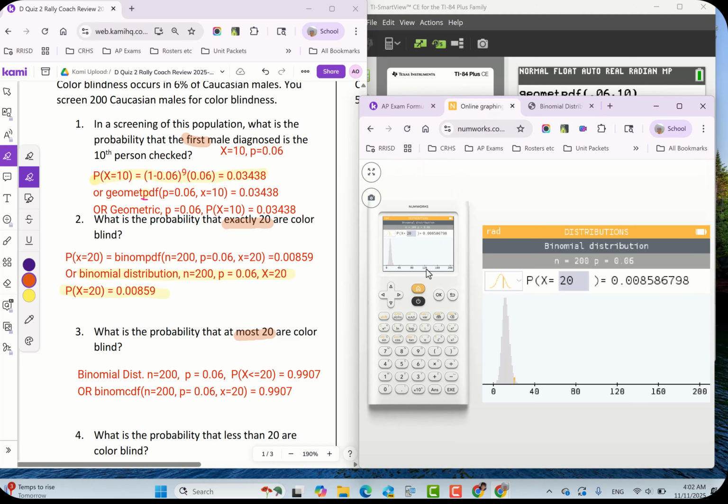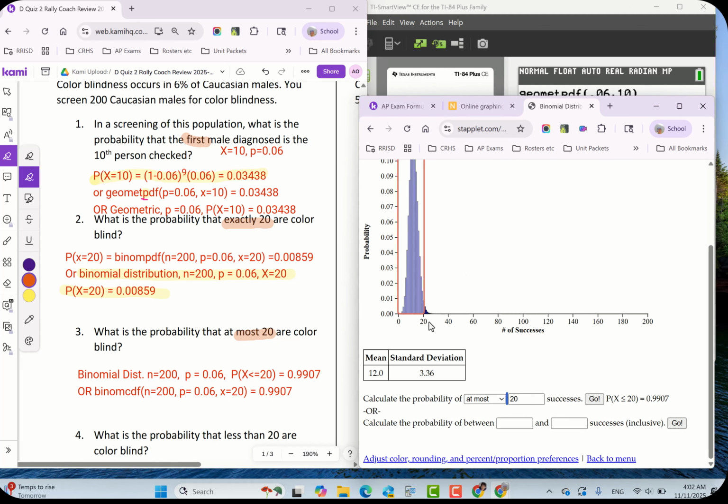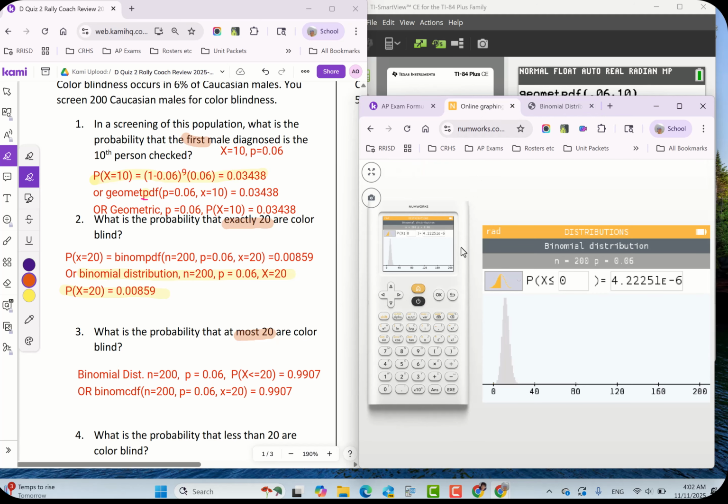On the NumWorks, we've got to change this to the left-sided, because at most, we need to make sure. If you're confused about what at most means, at most means equal to that number and to the left. If you're having trouble with the vocab, which happens, you can use the Staplet to help you fix your vocab. And there's the NumWorks. I just changed it so the graph was left. And see how it says less than or equal? Notice that's different than less than.